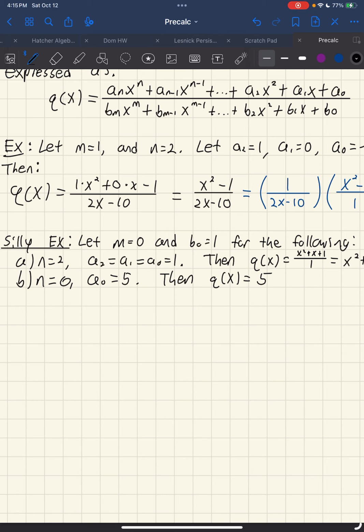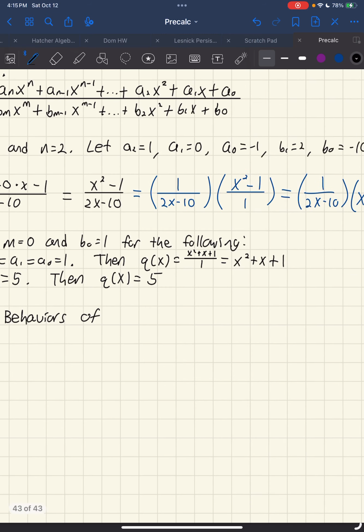All right, so now we're going to talk about the next idea. Now that we've quickly gone over rational functions, we're examining the behaviors of rational functions, because this is where things will get interesting. And we're going to have some fun with it.